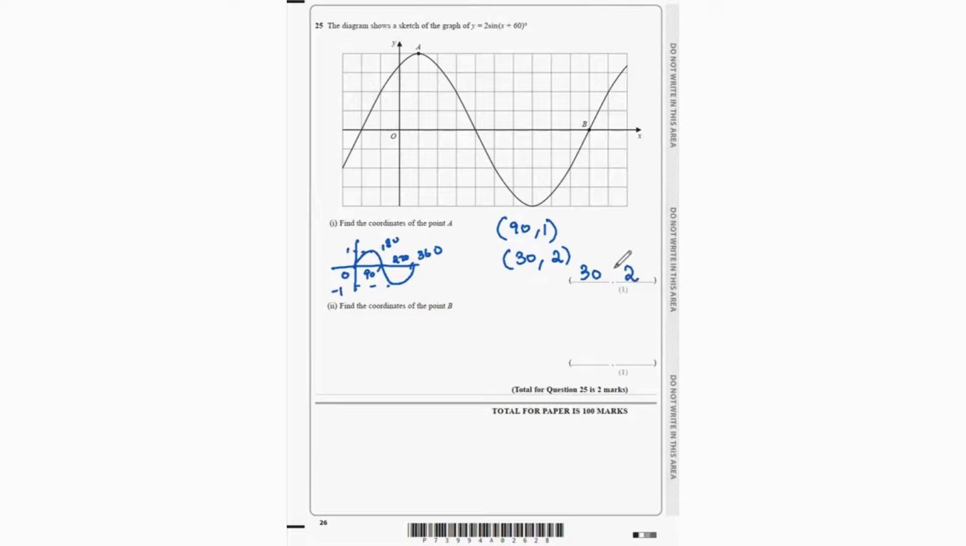Once again, for this, you need to know the basics of transformation of graphs. If you don't know it, please check out the link above because in this video, I've discussed the transformation of graphs in detail using past paper questions.